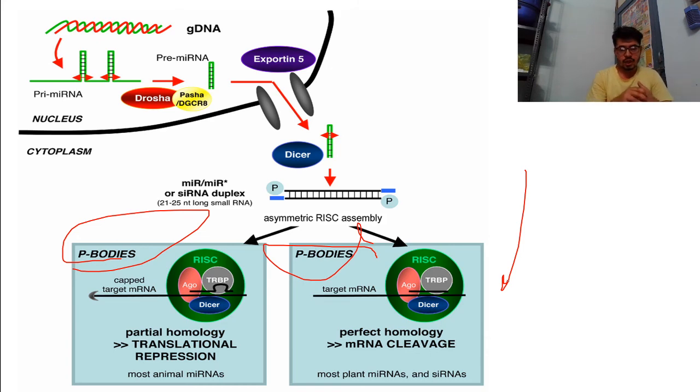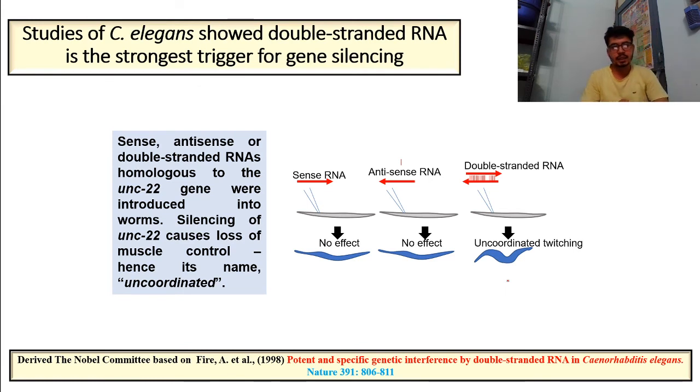Okay. With that note, I just want to tell one other thing: this study is done for coordination of muscles in C. elegans. Uncoordinated 22 is a particular gene. When they wanted to mutate this by antisense RNA technology, the prominent effect was not there. So there was no effect, and C. elegans was doing the same function, because antisense did not work in that particular way.